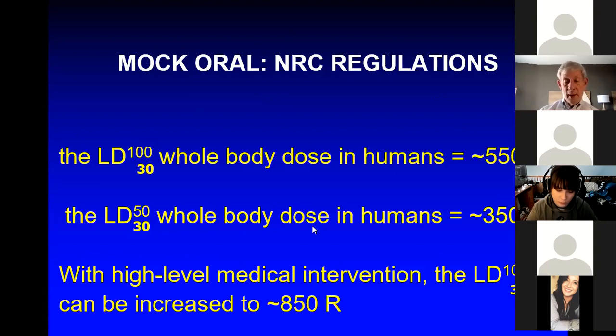Now, at the bottom, it says, with very high level medical intervention, it's possible to raise the LD 100 up to around 800 or 850 rems. Beyond that, no one can save your life, no matter what they do. It's interesting scientifically that small animals like roaches and mice and creatures like that can pick up 1,000 rems and nothing whatsoever happens to them at all. They're not immune to it, but they're just much less sensitive to radiation than humans are.